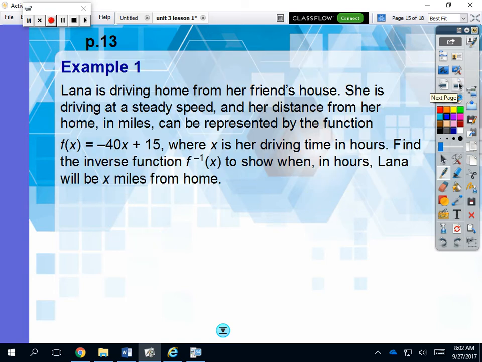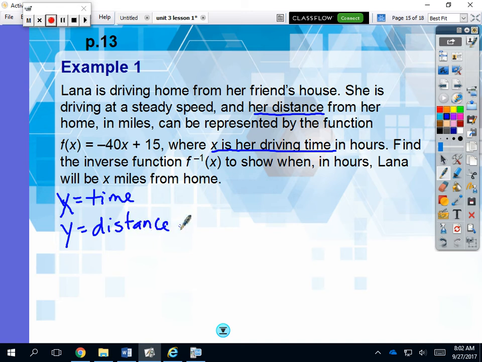Now you're going to go to your book to page 13. Got a couple examples. The first one is about Lana. Lana is driving home from her friend's. She's driving at a steady speed, and her distance from her home in miles can be represented by this function. x is her driving time, and the distance from home is f of x. I'm sorry, x is her driving time, and y is distance.